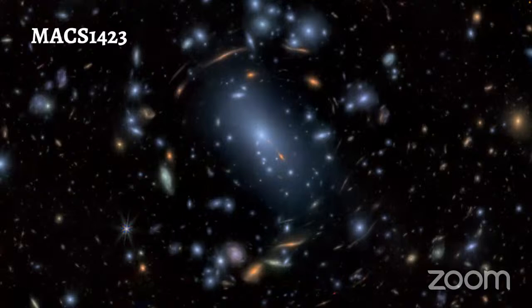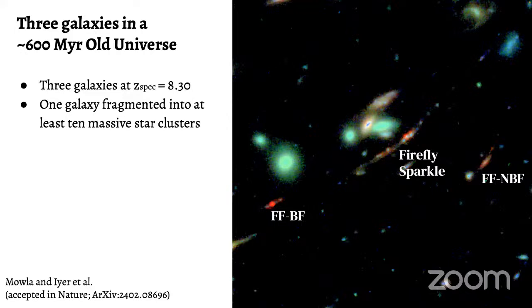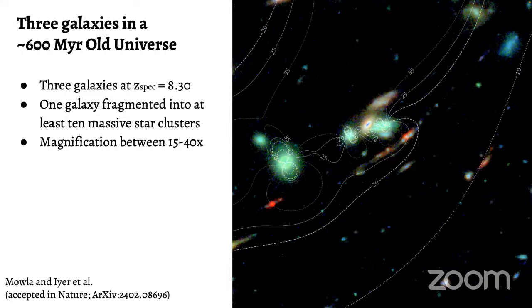So we were looking in this cluster, MAX 1423. And right there at the bottom corner is this really nice lens dark that when you blow up, is actually this small group of 3 galaxies, all at redshift 8.3, that we call the Firefly Sparkle, because apparently a cluster of fireflies is called a sparkle. So when you put the contours on top, they're not multiple images of the same object. They're actually 3 distinct galaxies, and they're all at roughly redshift 8.3-ish. And they have all been extremely magnified.